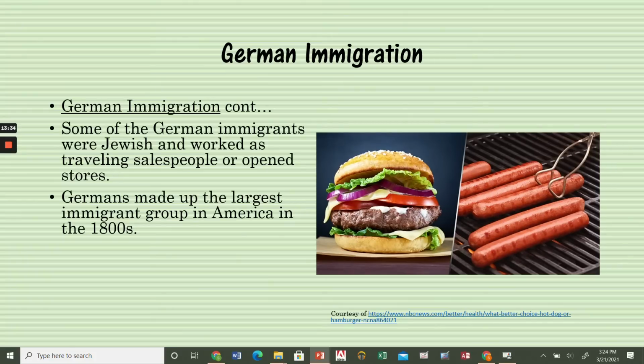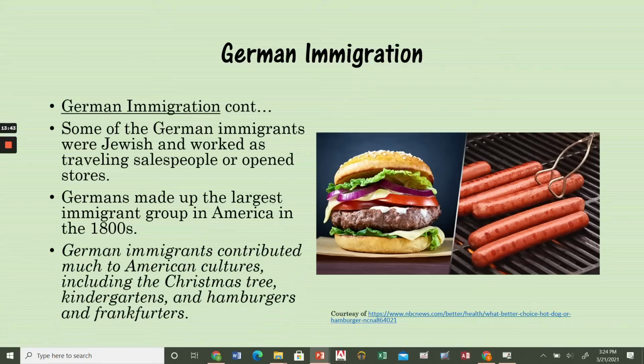A lot of their general and traditional ethnic practices have been absorbed into and become part of American culture. For instance, German immigrants contributed to America the Christmas tree, kindergarten, hamburgers, frankfurters, which would eventually be turned into hot dogs. All of these were either brought from Germany or created by German immigrants.